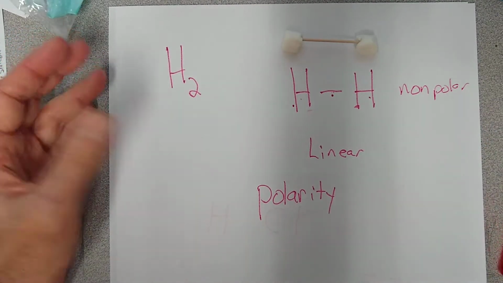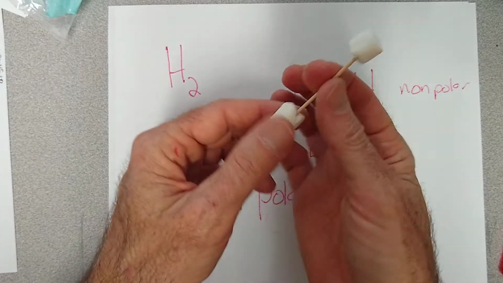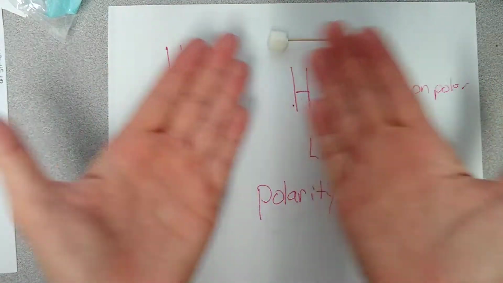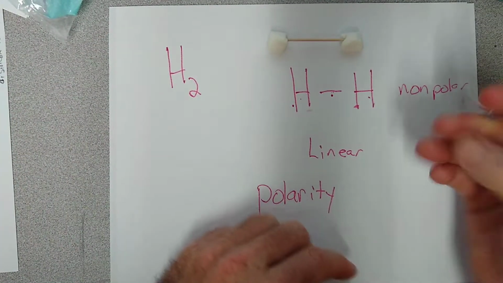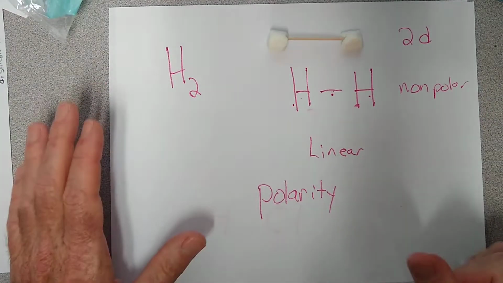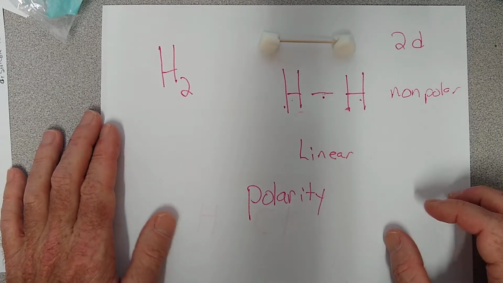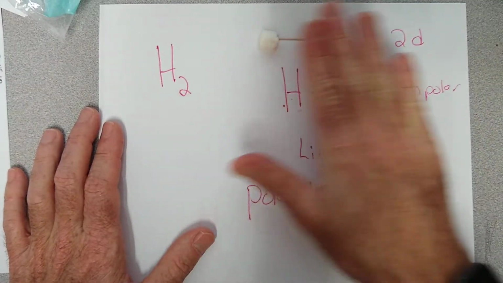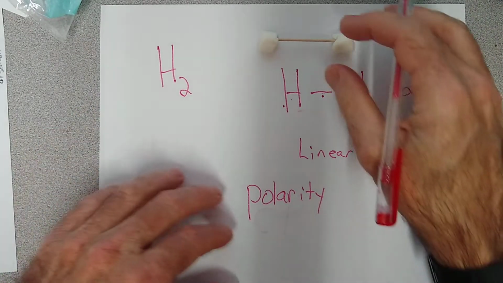And another thing I like to talk to my students about is dimensions. You can draw a line and lay it down on one plane. So that means something that's linear is two-dimensional. And your teacher may not like to talk like this, and that's fine. But a linear shape is a 2D shape. It's only on one plane, and that's going to come into play later.